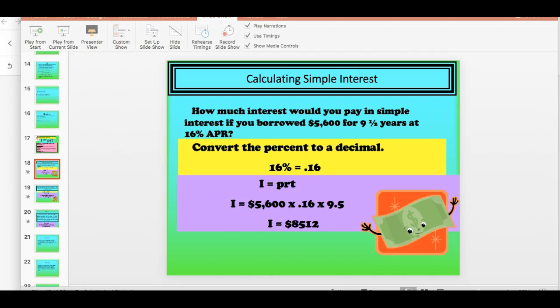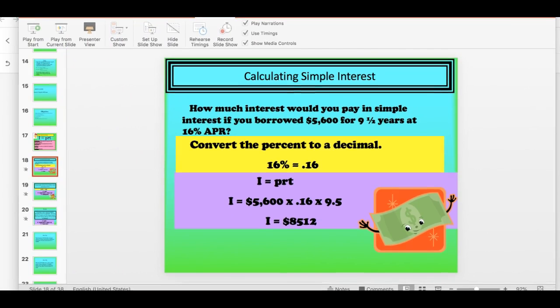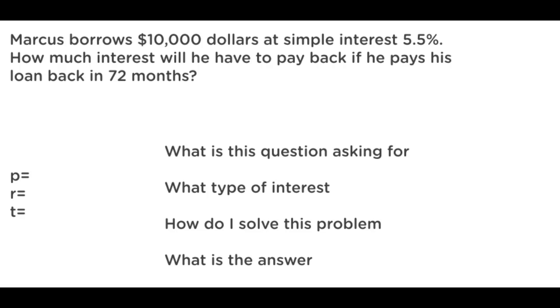So I'm going to go to Canvas. Here we are in Canvas. This problem says that Marcus borrows $10,000 at a simple interest of 5.5%. The question is, how much interest will he have to pay back if he pays his loan in 72 months? Okay, so there are a couple of things here. First of all, we need to identify our components.